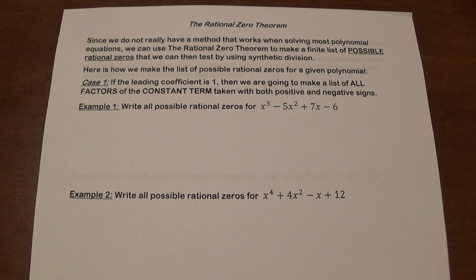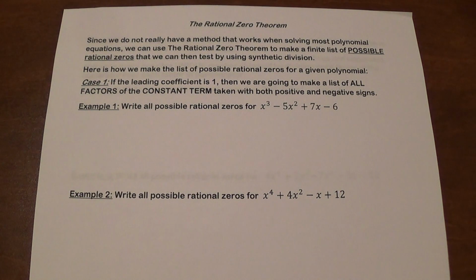Hi, we are going to discuss the rational zero theorem. So we don't really have a method that would allow us to solve polynomial equations. For example, for quadratic equations we have the quadratic formula, but for general polynomial equations we don't have a formula that would work all the time. One of the things that we can do, using the rational zero theorem, is identify possible rational zeros that you can then test, and you can see if any of them actually work.